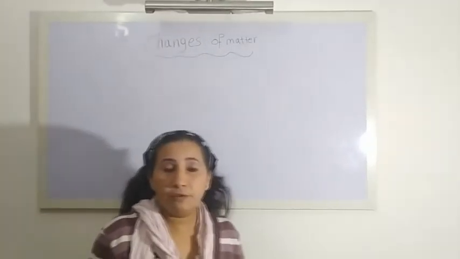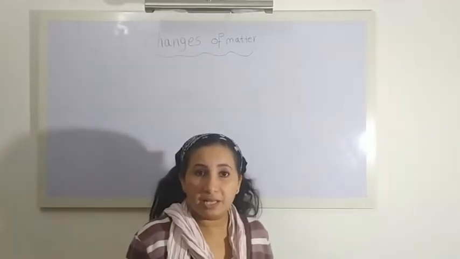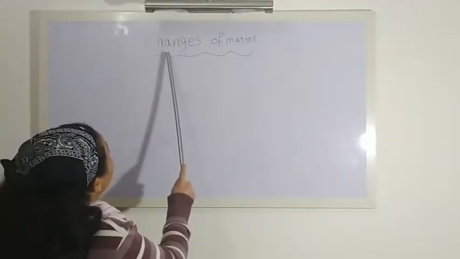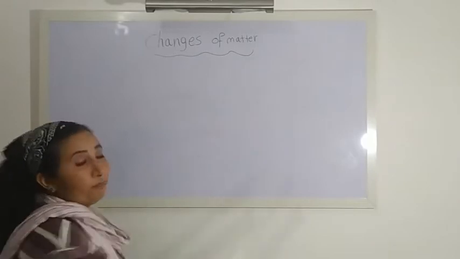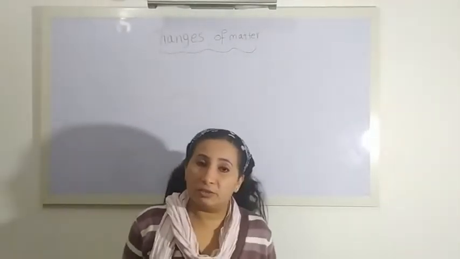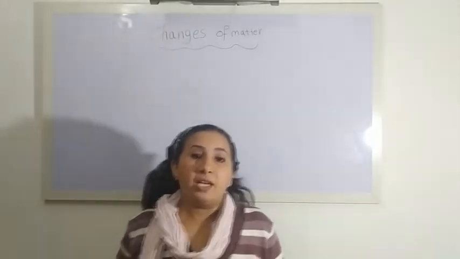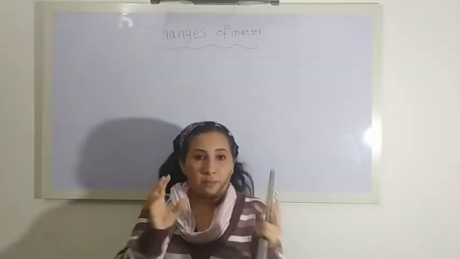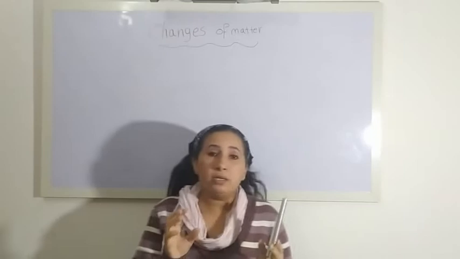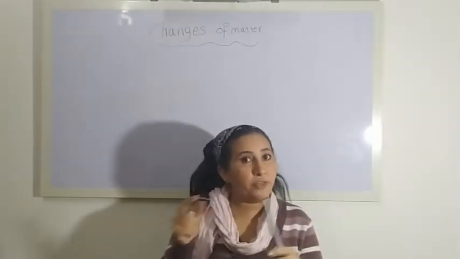Study lesson 4 on unit 1. Lesson 4 is changes of matter. What does changes of matter mean? It means that matter can change, not only from one state to another state.